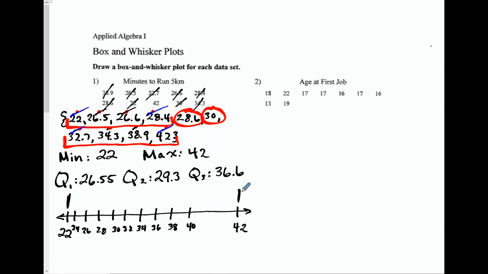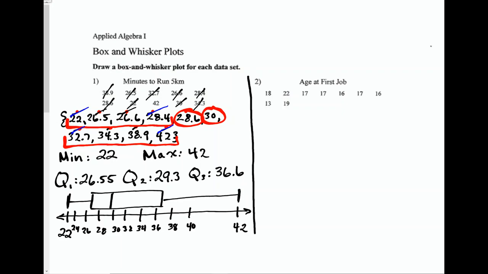Okay, so my min is 22. My max is 42. Those are my two ends of my whiskers. My Q1 is 26.55, so I'm going somewhere about there. My Q2 is 29.3, so I'm going somewhere about there. And my Q3 is 36.6, so somewhere in there. I'm going to draw my box. Here are my whiskers. And I have successfully graphed number 1.